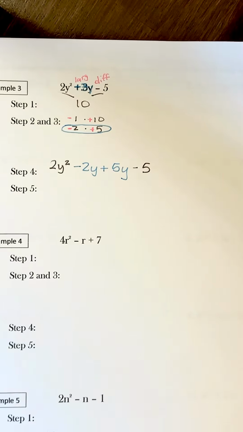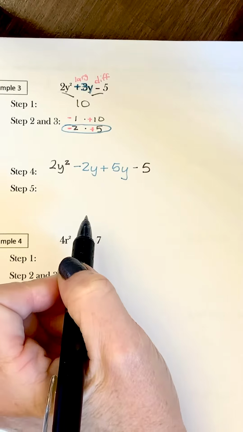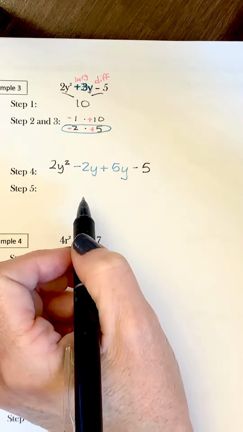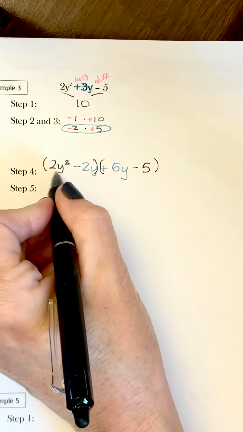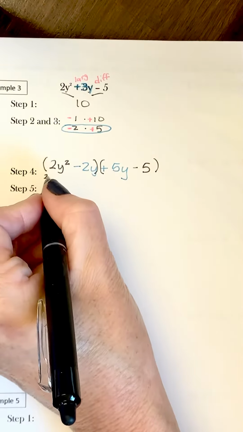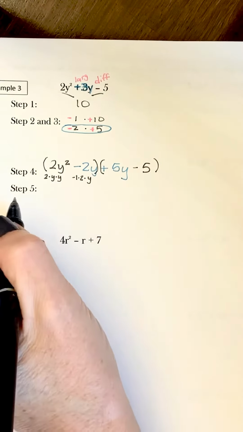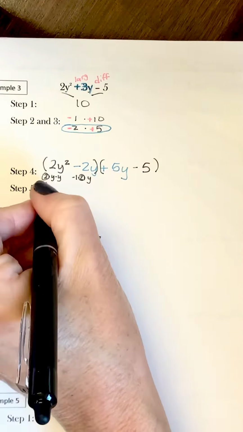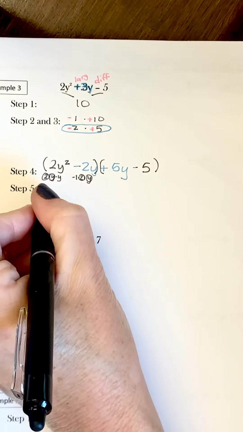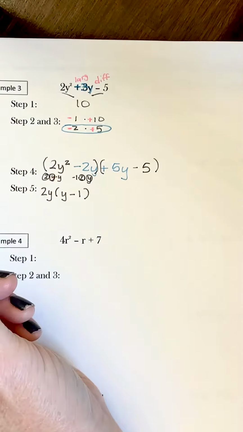Now when you do this, you end up with a 4-term polynomial. When you have a 4-term polynomial, you can solve it by grouping. So we're going to group the first 2 together and the last 2 together. The first 2, this will be a 2 times y. There is a -1 times 2 times y. So I can see that they both have a 2 and they both have a y. So I'll factor out a 2y from the first group and I'll be left with a y minus 1.